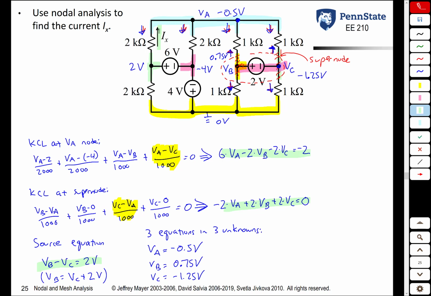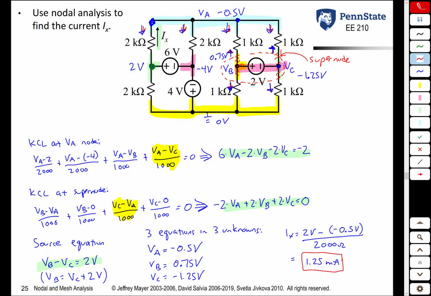But now that you know all the voltages, we can now use Ohm's law to find Ix. Ix is the current through that top left 2 kilo ohm resistor. Remember, the current through the resistor is what? The voltage at the coming from point minus the voltage at the going to point divided by the resistance. So the voltage at this point is 2 volts minus the voltage at this point is negative 0.5 volts. Got to be careful about that double negative there, divided by the resistance, 2000 ohms. You work out the math, you get 1.25 milliamps, which is our final answer.